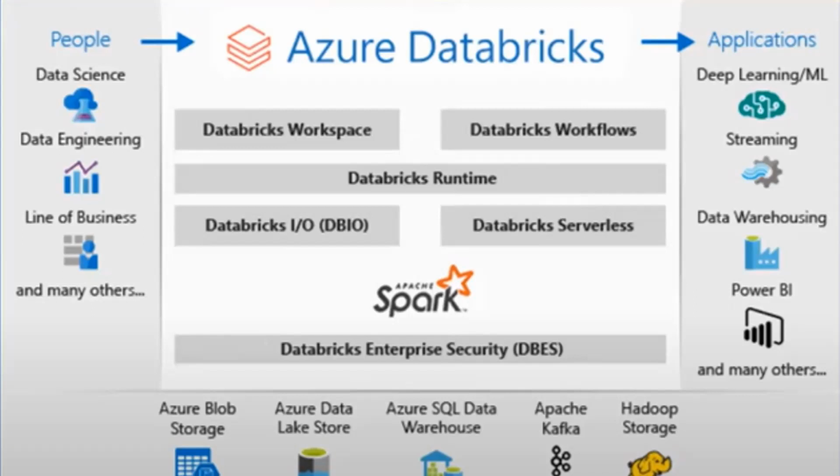So these are the different applications that you can run, and what do you see at the bottom? These are different data sources to which Databricks will connect. Databricks can connect to each of these sources, or in fact more. You can connect to Azure Blob Storage, the Lake Store, Azure SQL Data Warehouse, Apache Kafka, Hadoop Storage. So you can get data from these sources. You have these people who work on Databricks, Databricks can get data from these sources, and these are the applications that you perform on Databricks.